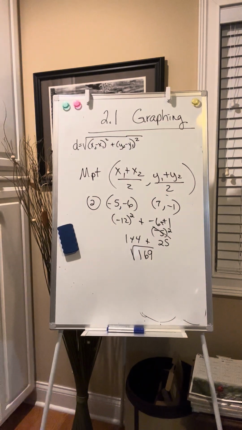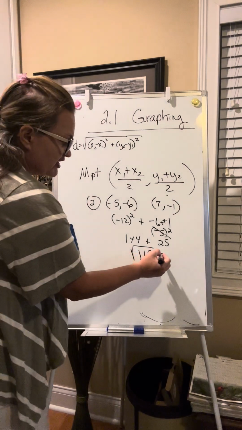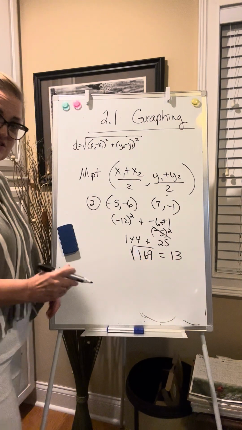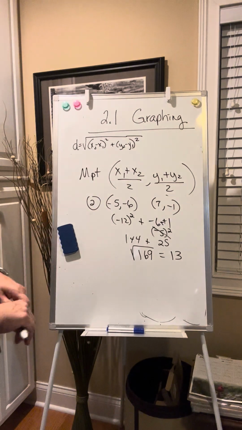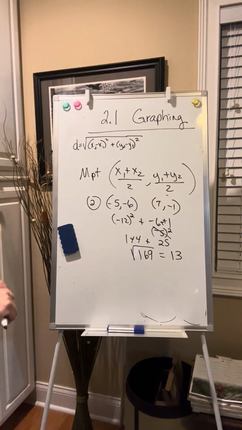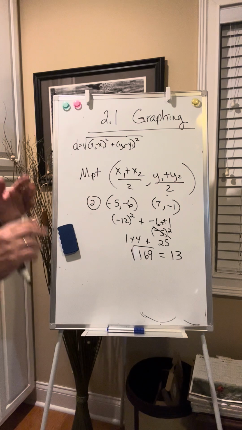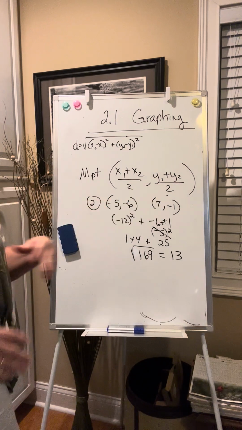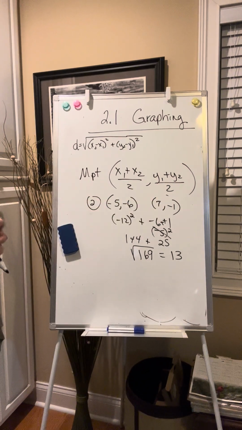And so this one actually does reduce. If your radical reduces, you should reduce it if there's some way that you can do that. Our other example did not, but that's actually just 13. Did you know that? 13 times 13 is 169, so that one is a perfect square. So the distance between this point to this point is 13 units on the grid.